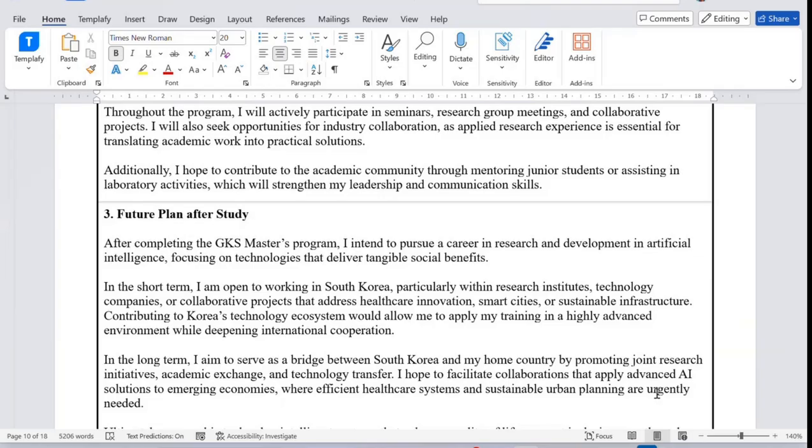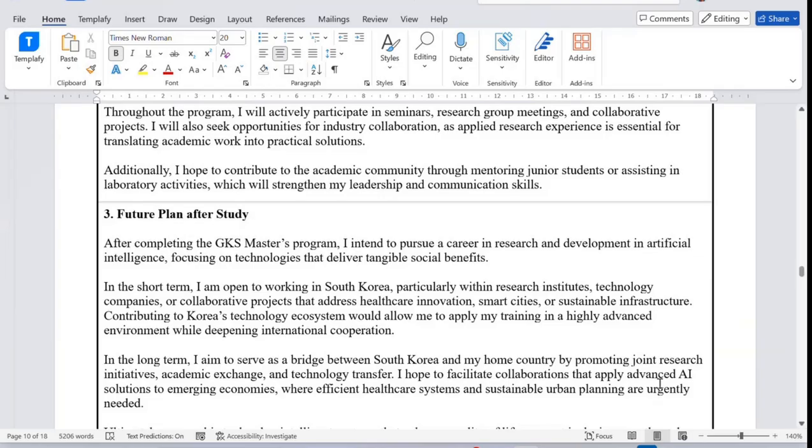Contributing to Korea's technology ecosystem would allow me to apply my training in a highly advanced environment while deepening international cooperation. In the long term, I aim to serve as a bridge between South Korea and my home country by promoting joint research initiatives, academic exchange, and technology transfer. I hope to facilitate collaborations that apply advanced AI solutions to emerging economies where efficient healthcare systems and sustainable urban planning are urgently needed.